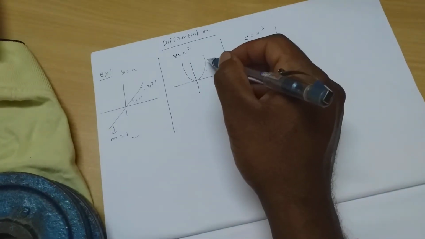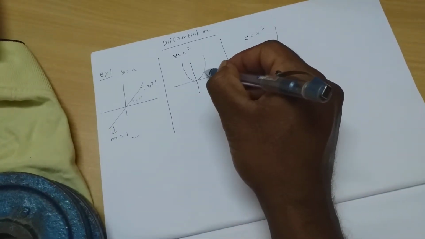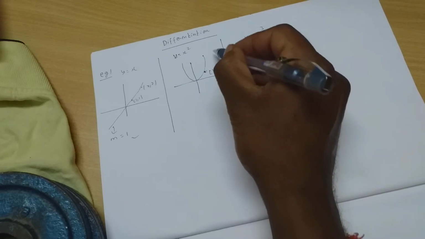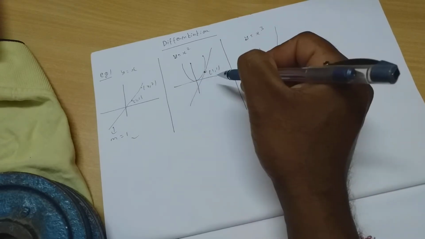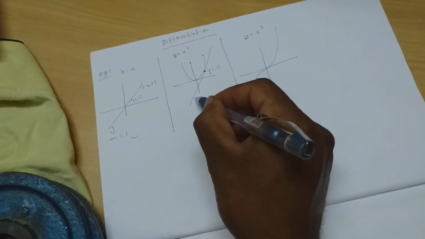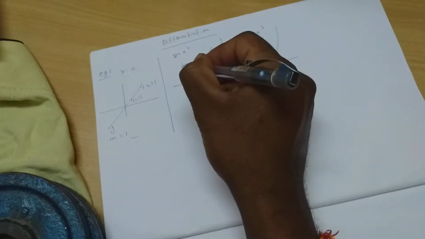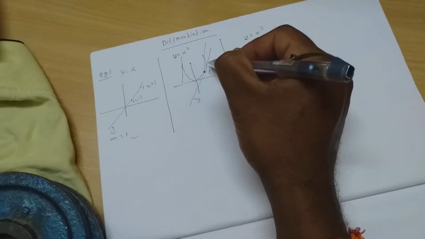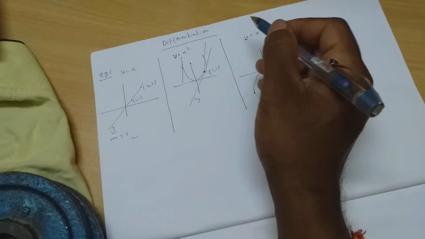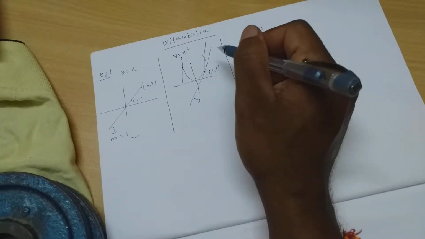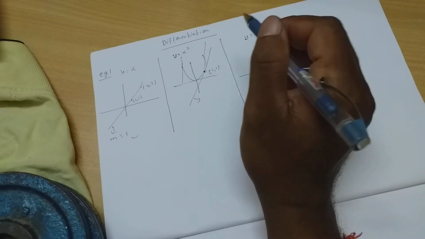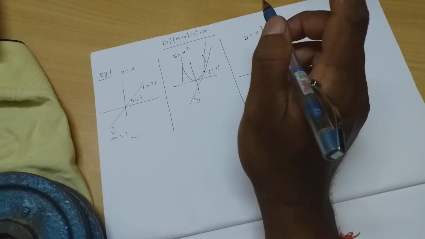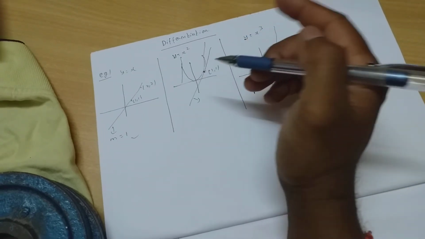For the curve, there isn't any slope. At a point on the curve, you will be drawing a tangent. This tangent will be having the slope. So at different points, different tangents you will be drawing. They will have different slopes. Curve doesn't have any slope. Points on the curve, there you will be drawing the tangents. Those tangents have got the slope.